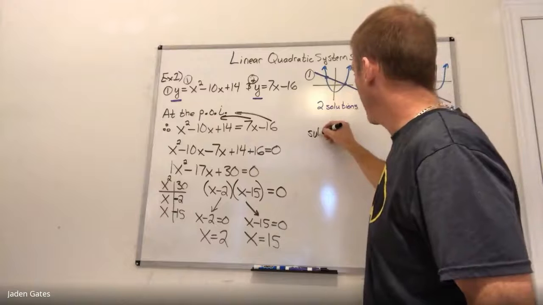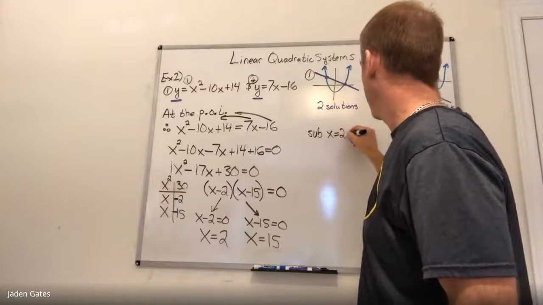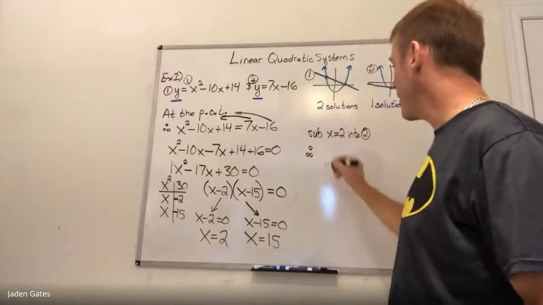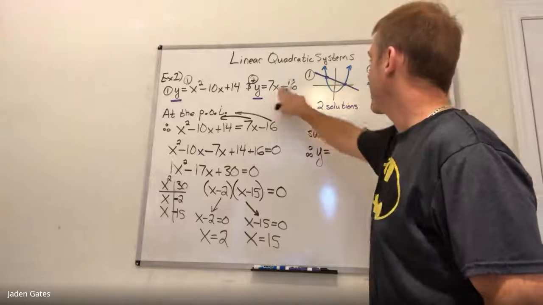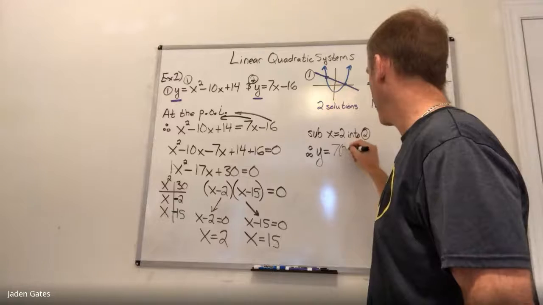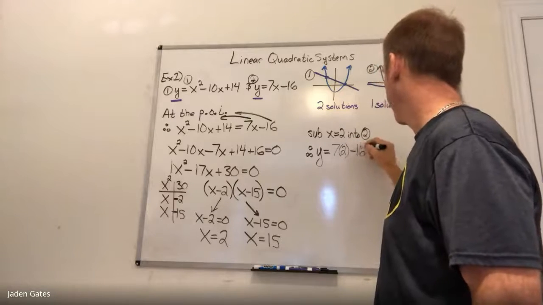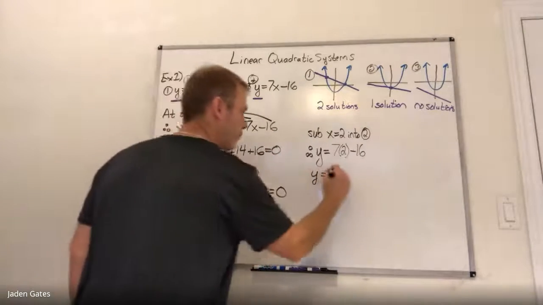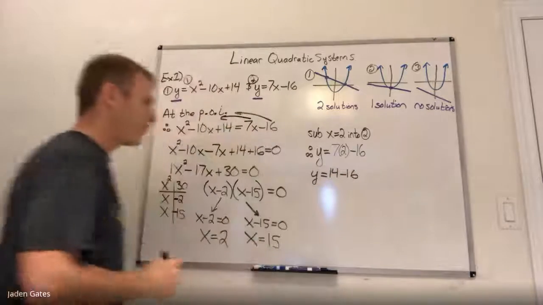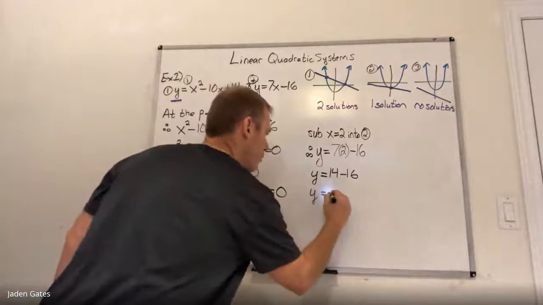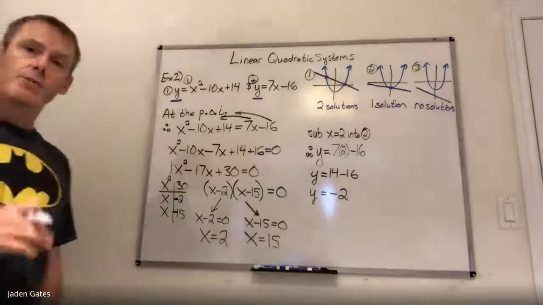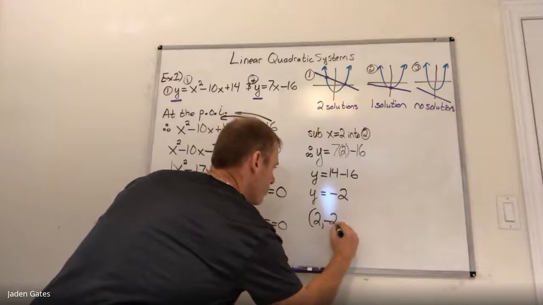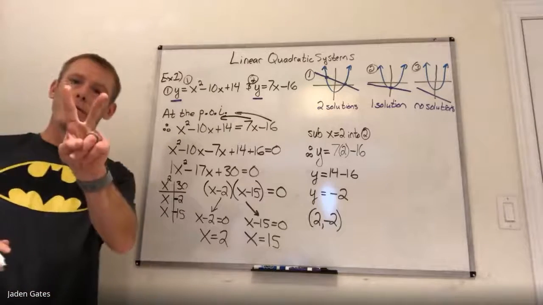So I'm going to sub x equals 2 into that equation number 2. And so therefore, I got y equals, instead of 7 times x, it's going to be 7 times 2 minus 16. So again, y equals 7 times 2 is 14 minus 16. And it looks like my y value is -2. So that tells me one of the points of intersection is (2, -2).